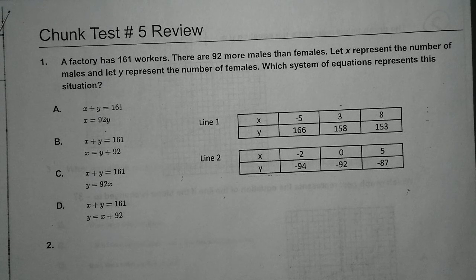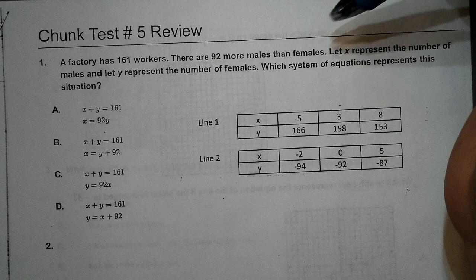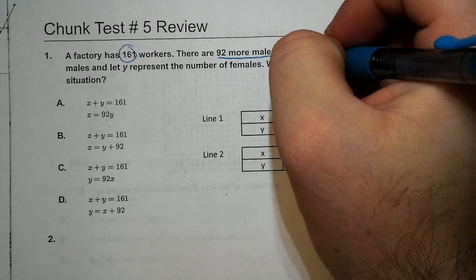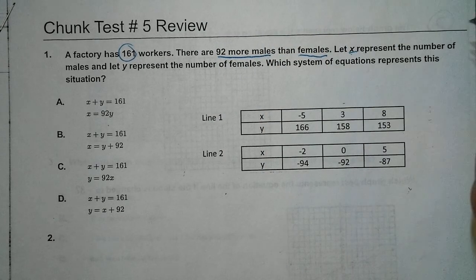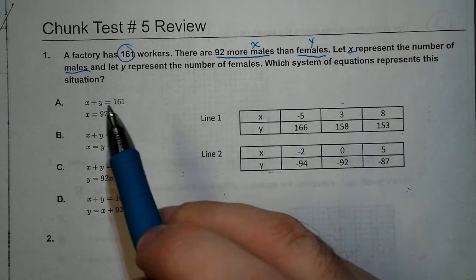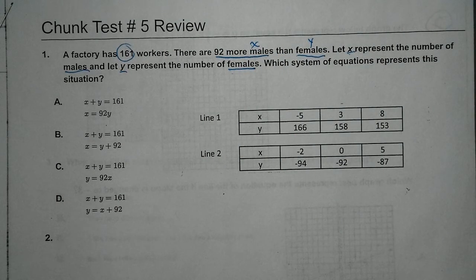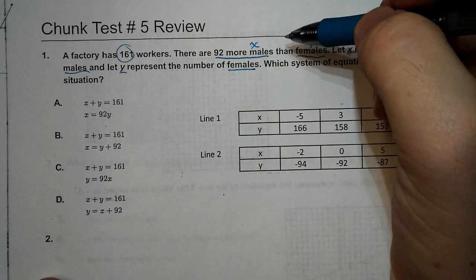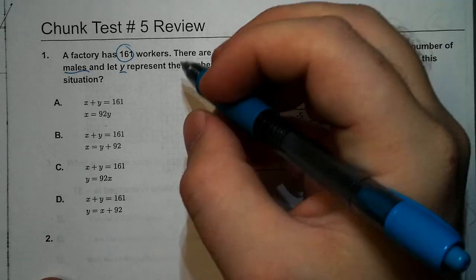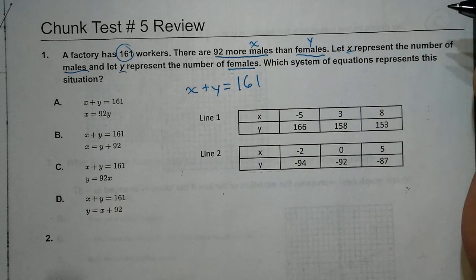This is number 1. It says a factory has 161 workers, 92 more males than females. So there's 161 total, 92 more males than there are females. It says let X represent the number of males. So X is the males, which means females will be Y. Let Y represent the number of females. Cool. Which system of equations represents this situation? Well, there's 161 total, and that is the males and the females combined. So X plus Y equals 161.